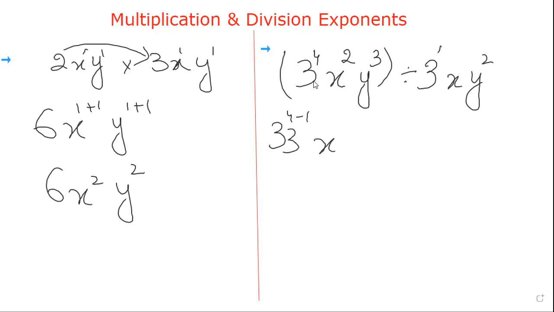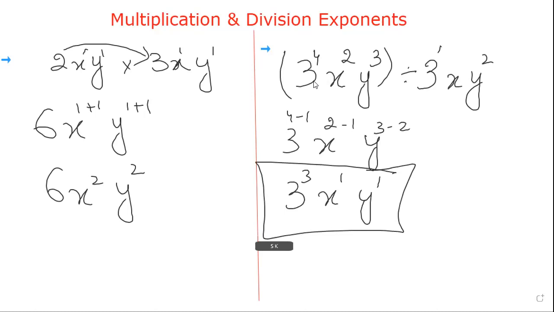So this is all for the exponents of multiplication and division. We will do our brackets and other rules in the next video. See you.